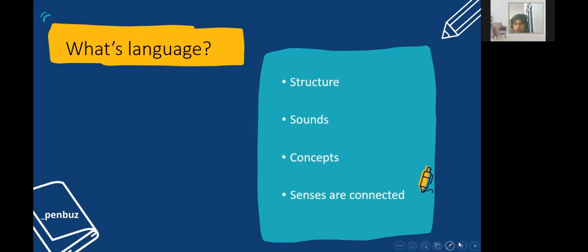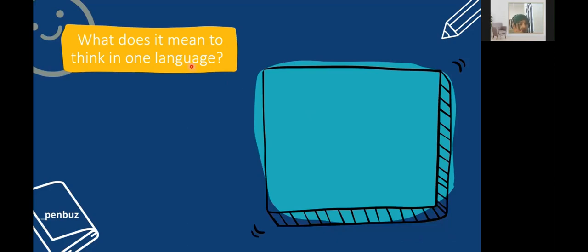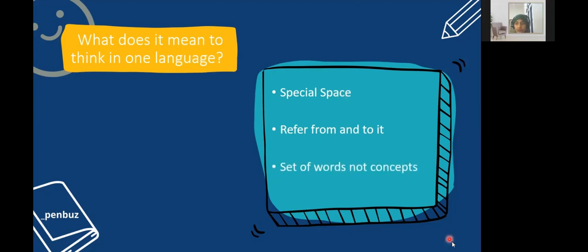We'll move to the second point now. When I say, what does it mean to think in one language, what do I mean by this? What do I mean by only thinking in one language and not resorting to the other language? I mean having a special space for the language in mind, and I mentioned this at the beginning of the session. There is a separate space for the language in your mind. It's not stored as a translation. No, it's a specific space for English, not related to any other language.